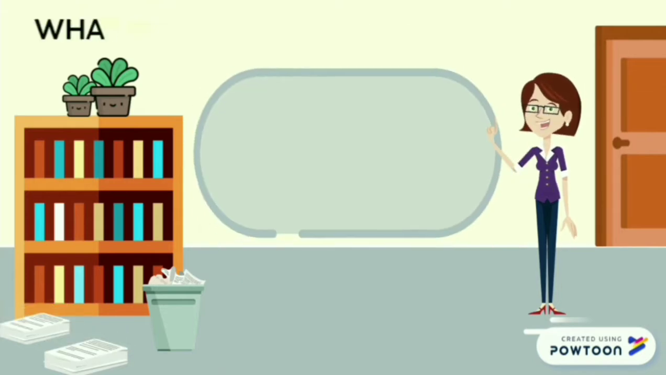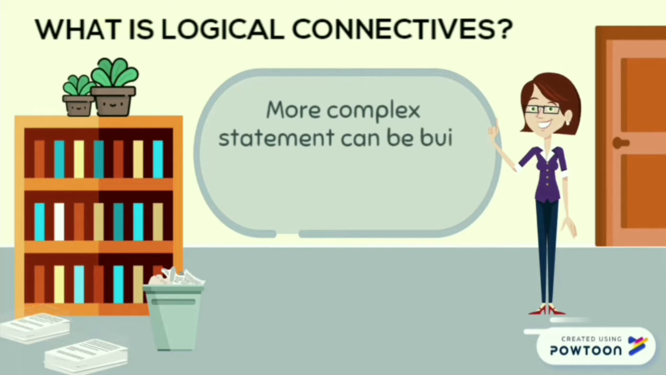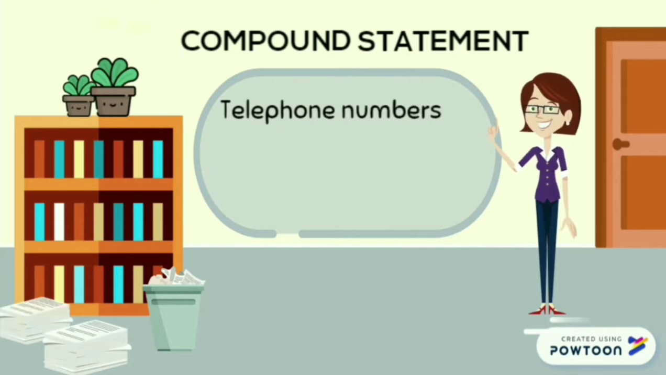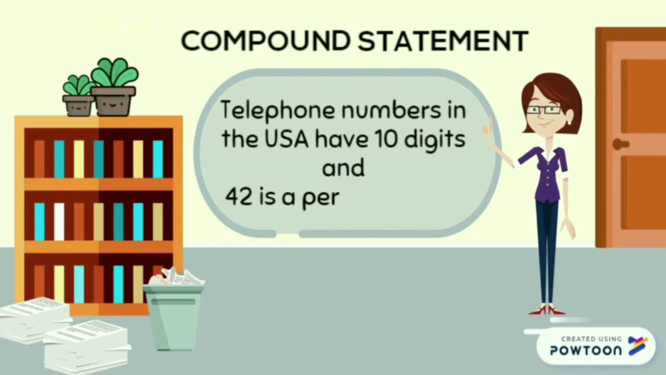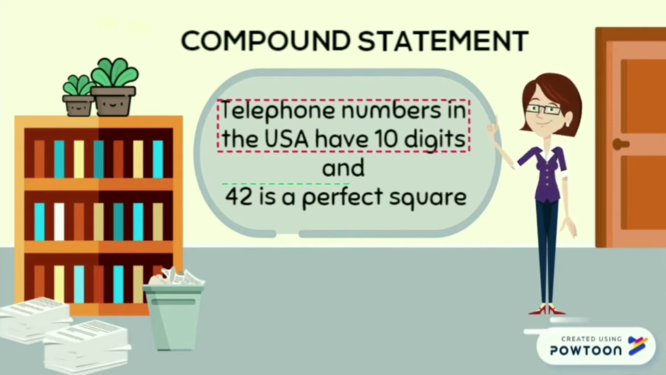So, what are logical connectives? We can build more complicated, molecular statements out of simpler ones using logical connectives. For example, this is a molecular statement. Telephone numbers in the USA have 10 digits, and 42 is a perfect square. The two shorter statements are connected by an and.